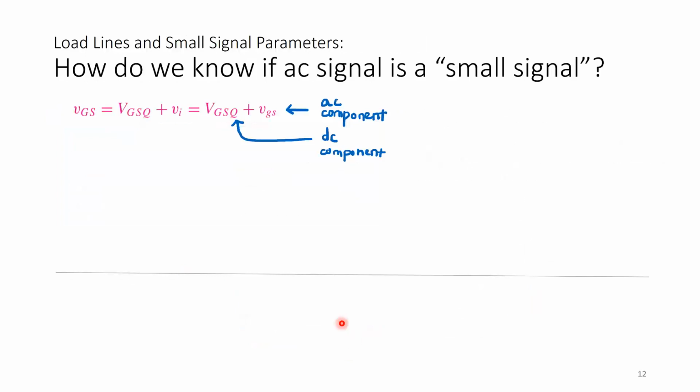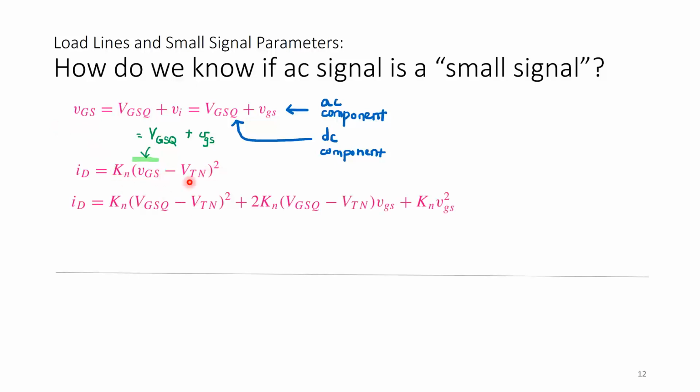Now let's still have a look here. So you have an AC component and a DC component. Now if I were to take this expression of VGS and put it into this bracket, it's going to be ID equals Kn times (VGSQ plus small signal vgs minus VTN) squared. Before I carry on, the purpose of this whole slide is just to explain to you, just in case you're wondering, what is small.